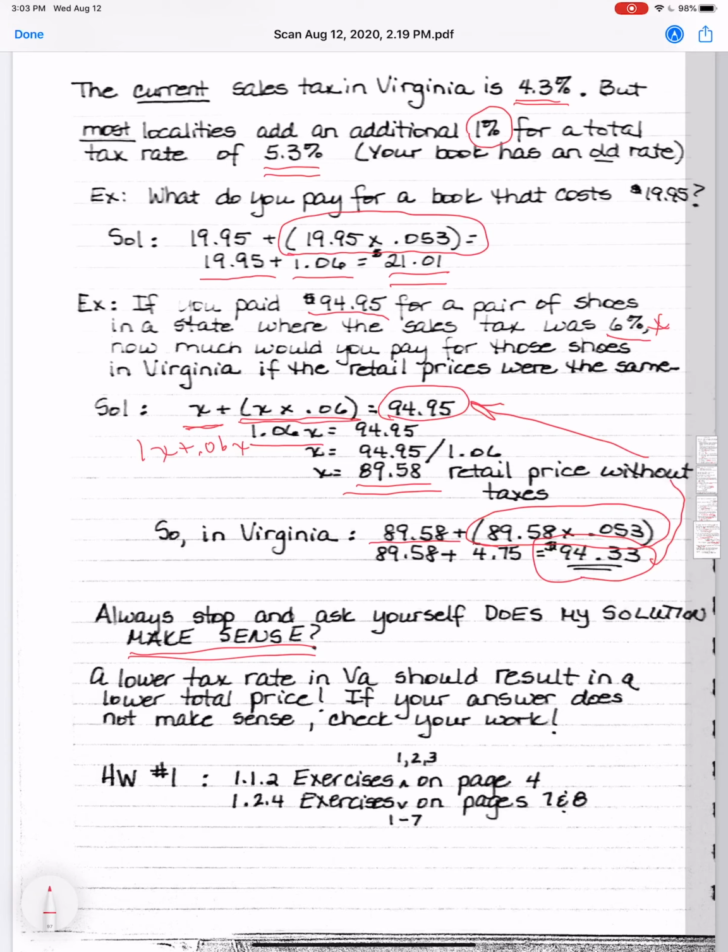So with that, I'd like for you to look at the homework on page 4. I'd like for you to do exercises 1, 2, and 3 on that page. And then on pages 7 and 8, I'd like for you to do exercises 1 through 7. I will not be collecting homework. I just want you to do these so that you can see for yourself if you understand the concepts that we talked about today. If not, always reach out to me, send me an email. We can hop into my Zoom classroom, and I'll always make sure that you have full comprehension of everything that we're doing.